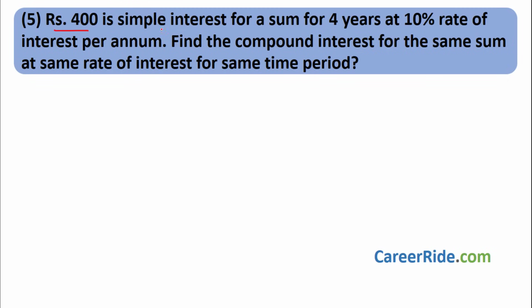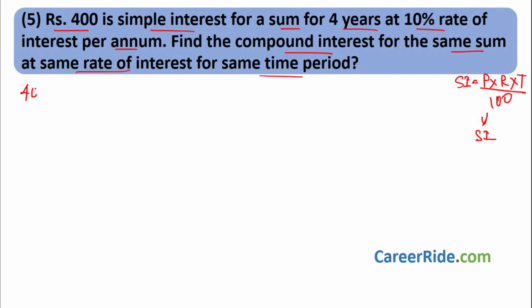Rupees 400 is the simple interest for a sum for 4 years at 10% rate of interest per annum. Find the compound interest for the same sum at the same rate of interest for the same time period. Now again, very easy. We know the formula for simple interest: take a loan of P rupees for some rate of interest for some time period and just divide by 100.